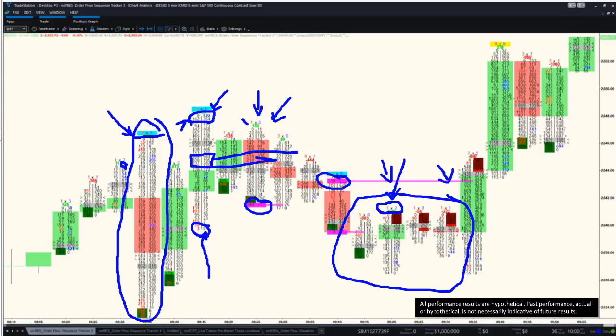It's not a feature within TradeStation, guys. This is third-party software designed to run on top of the TradeStation platform.